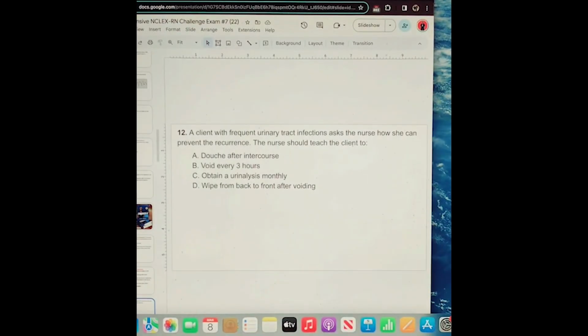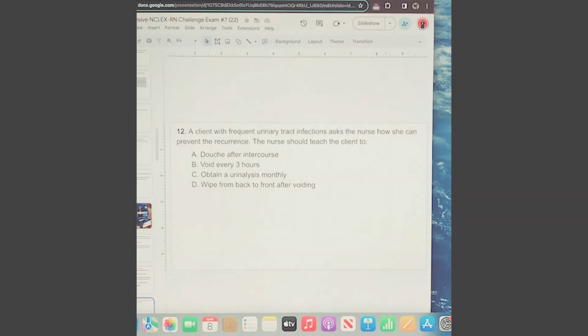So here we go. Question number 12. A client with frequent urinary tract infections asks the nurse how she can prevent the reoccurrence. The nurse should teach the client to what? All right, so based off of this, this could be a health promotions question. It could be a reduction of risk potential, right? So is it A, douche after intercourse? B, void every 3 hours? C, obtain a urinalysis monthly? Or D, wipe from front to back after voiding?